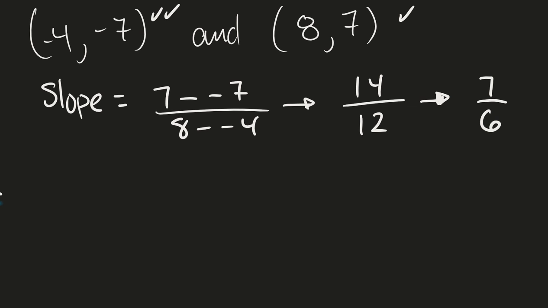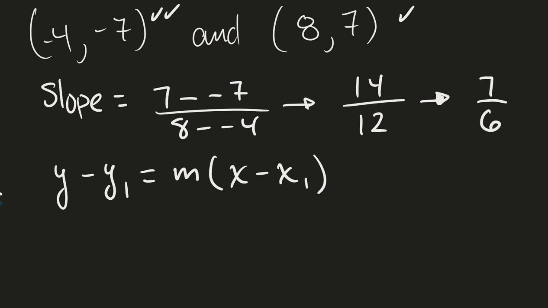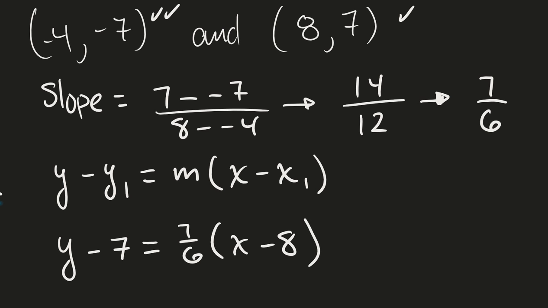So let me remind you what we said. Point slope form is you're going to take y and subtract the y value from the point that you know, and then that will be equivalent to your slope m times x minus the x value from the point that you know. For the purpose of this, I'm going to say the point that I know is 8, 7, the second point listed. So this equation would be y minus 7 equals my slope of 7/6 times x minus 8, and I'm done. That's the equation of the line in point slope form.